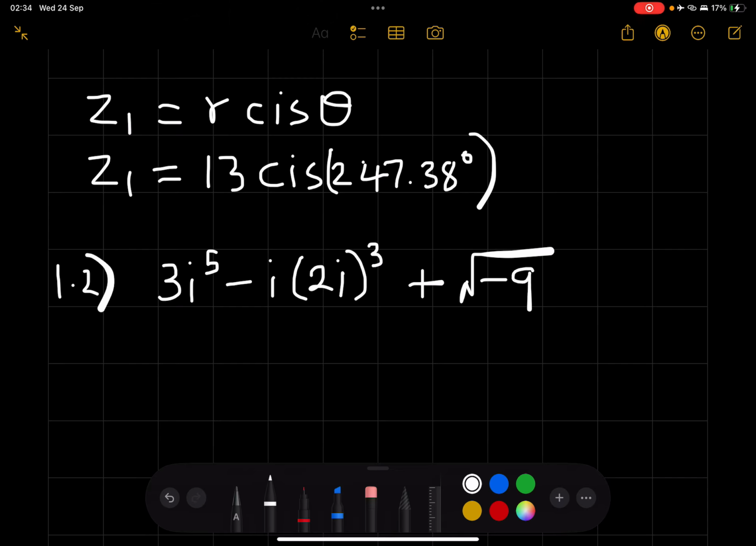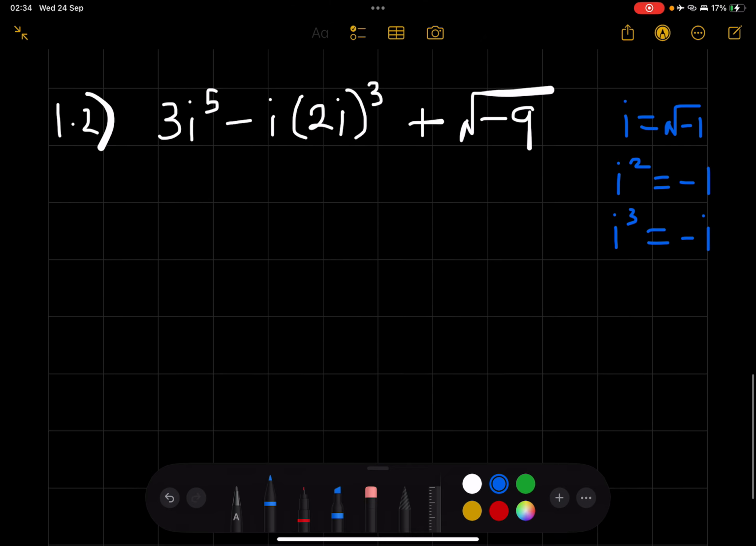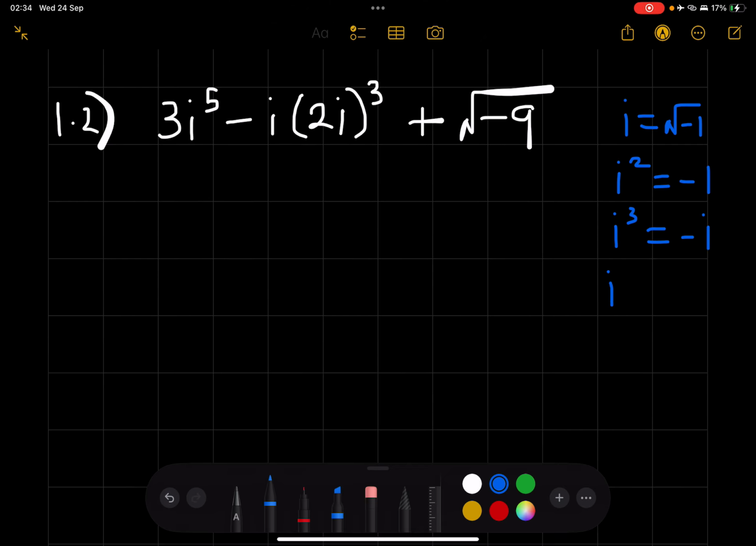So ladies and gentlemen, before we do this question, I want to discuss something with you. If I have i, it's like I have the square root of negative 1, right? i squared is going to be negative 1. i cubed is going to be negative i. These are the most important identities.